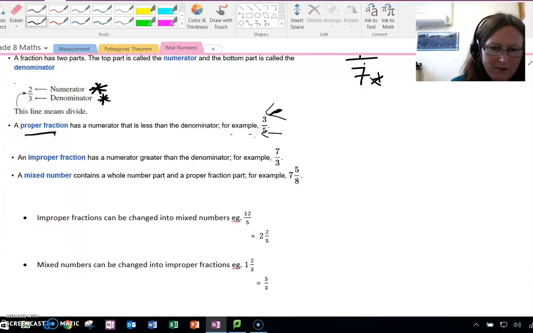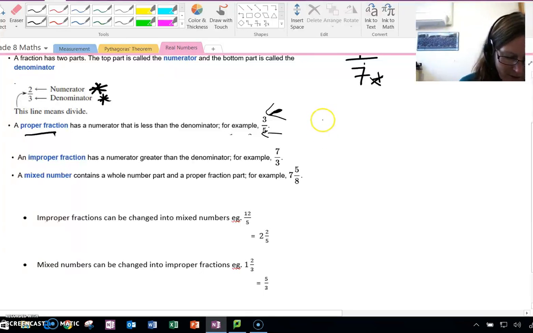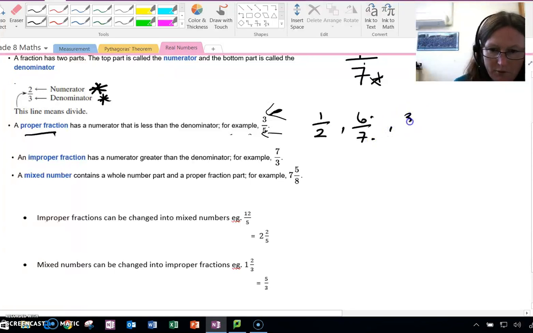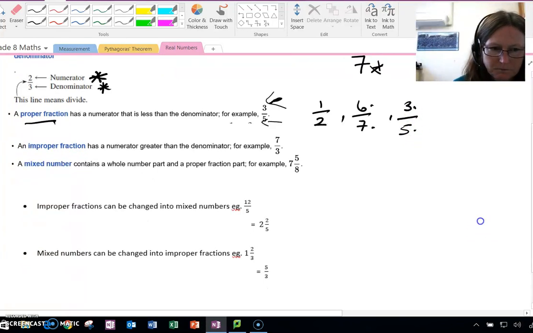So let's do some other examples of proper fractions. 1/2 would be a proper fraction because the number on top, the numerator, is smaller than the denominator. 6/7 would be a proper fraction because the numerator, the number on top, is smaller than the denominator, the number on the bottom. One more, 3/5 would be a proper fraction. The number on top, the numerator, is smaller than the number on the bottom, the denominator.